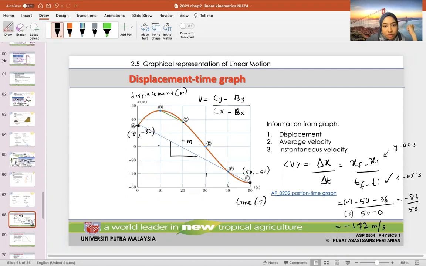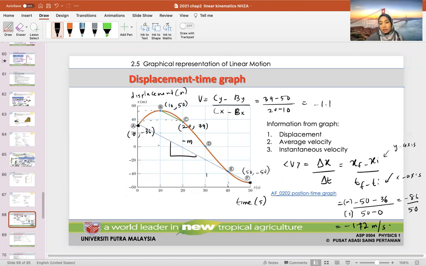Okay, in this case, let's just try one time. This is 20. This is 39 maybe. And for the B, it's 10. And this is 50 lah. So delta Y over delta X. Delta Y is 39 minus 50 over delta X is 20 minus 10. So this is your instantaneous velocity. 39 minus 50 divided by 10. So you get minus 1.1.